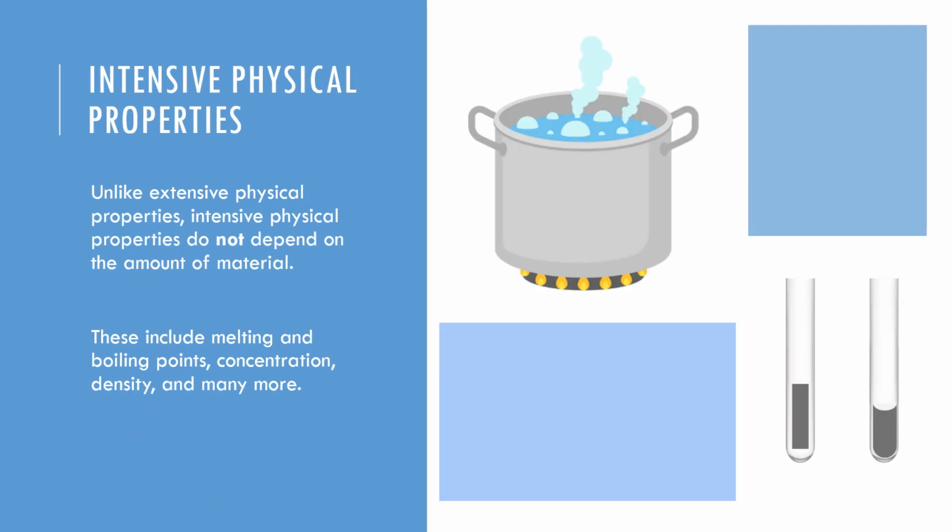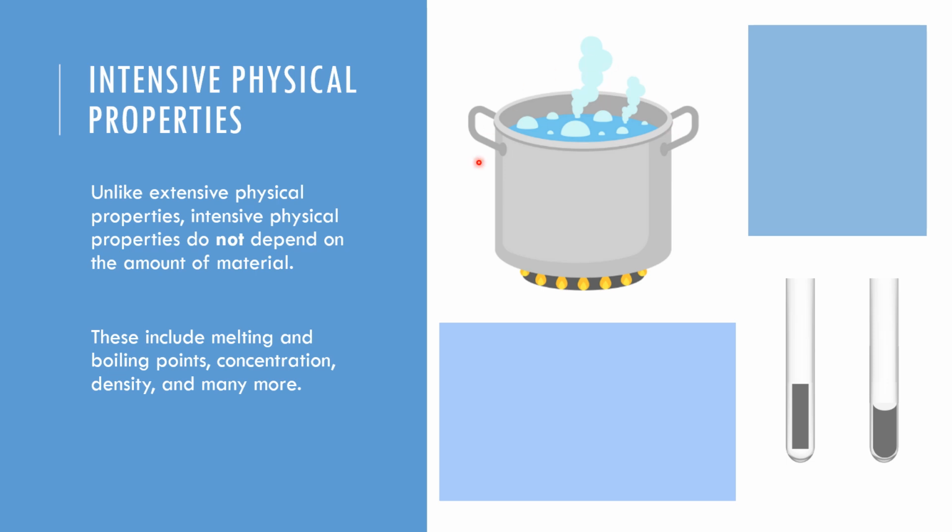Now for intensive physical properties, these do not depend on the amount of material. These are set based on the identity of the material. And this is a bit different. These can include things like melting and boiling points, concentration, density, and there are many, many more. This list is very short compared to the amount of intensive physical properties there are, but we don't have time to discuss all of them. So I've included here the 4 that we will see in the first semester of high school chemistry, and these are melting and boiling points, concentration, and density.